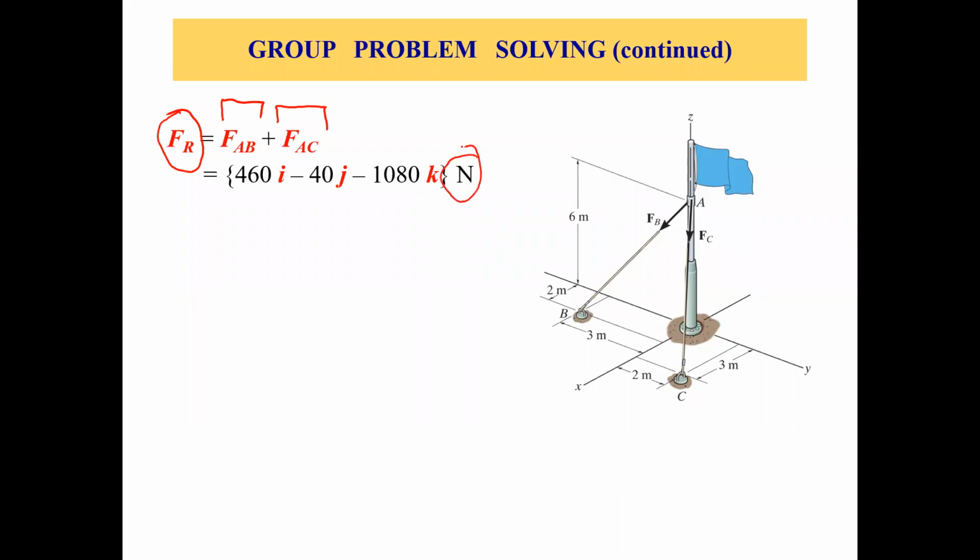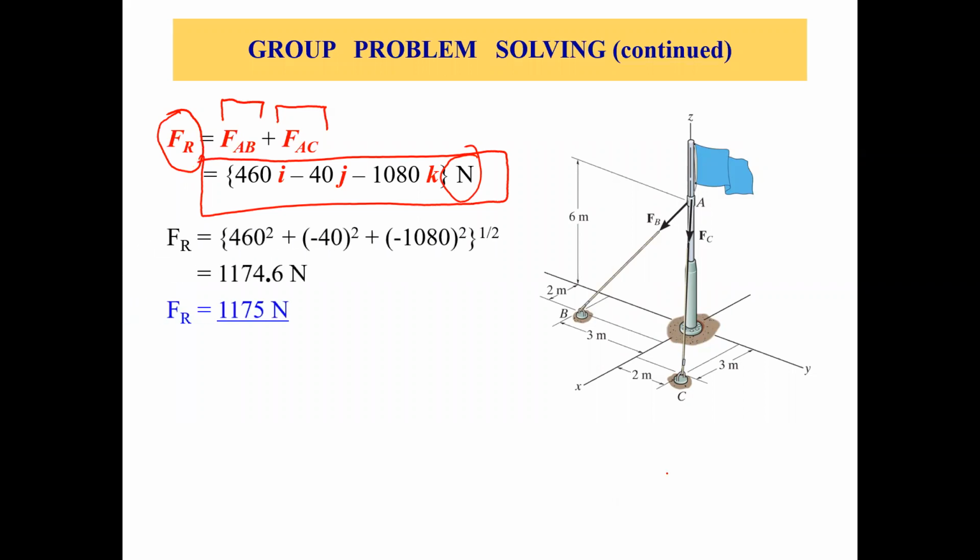Always newtons. So this is your resultant force Fr. Okay. All right. So now you have the resultant force in Cartesian form. Now you can find out the magnitude of the resultant force, right? So let's find Fr magnitude.